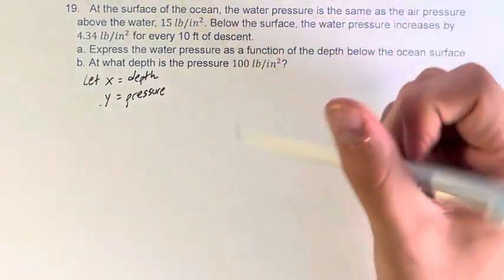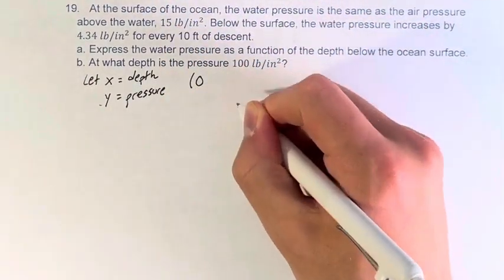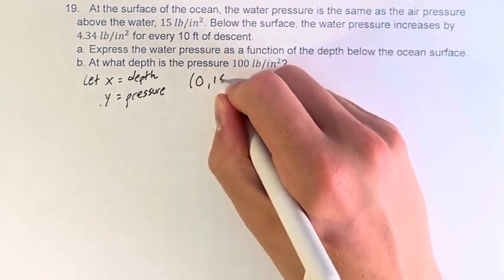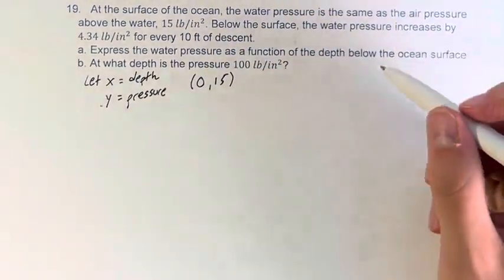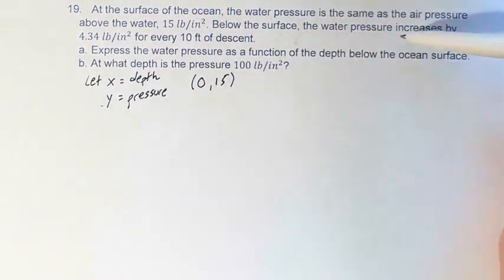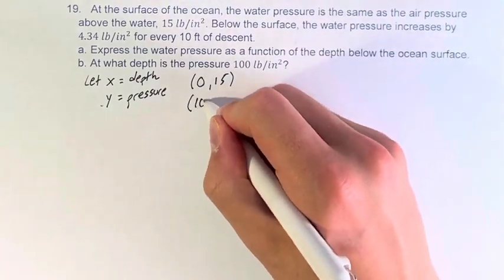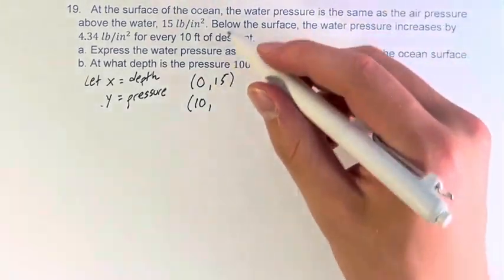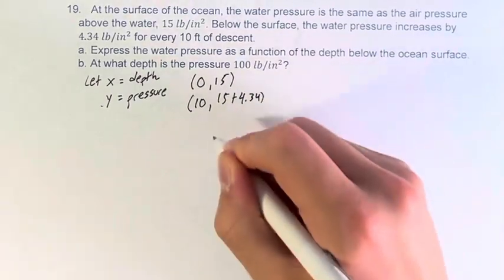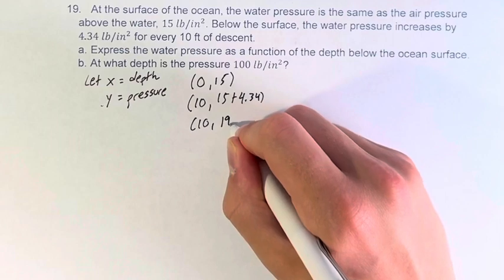So at the surface of the ocean, so depth x is 0, the water pressure is 15 pounds per square inch, and for every 10 feet of descent, the water pressure increases by 4.34 pounds per square inch. So at 10 feet, it's equal to 15 plus 4.34, right? Or 10, 19.34.